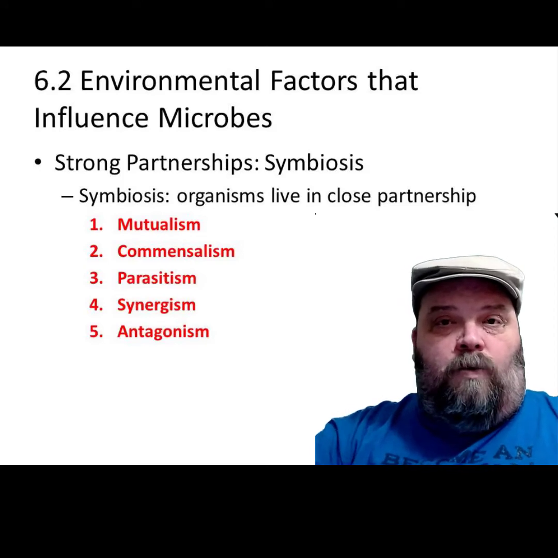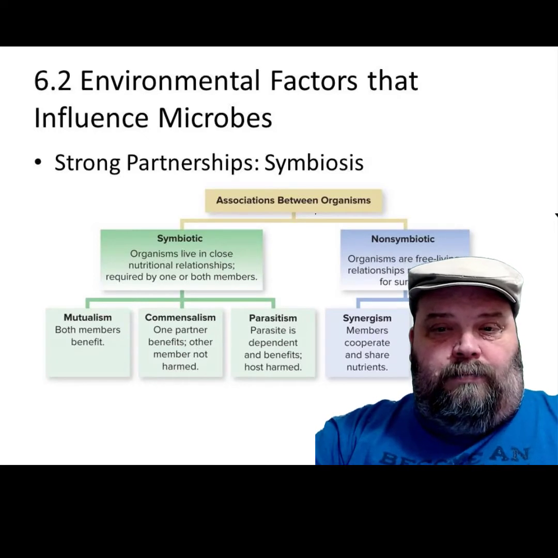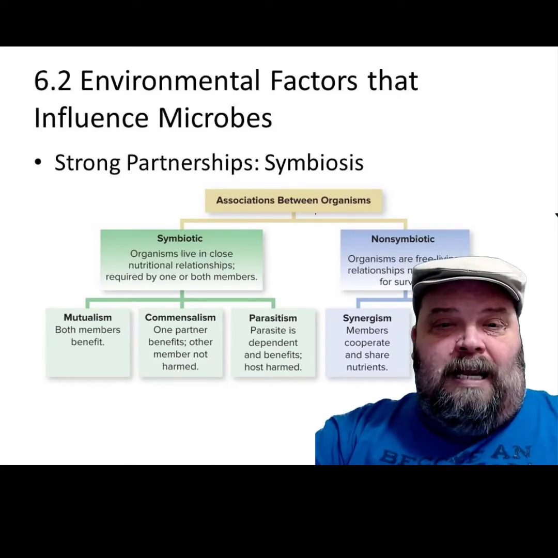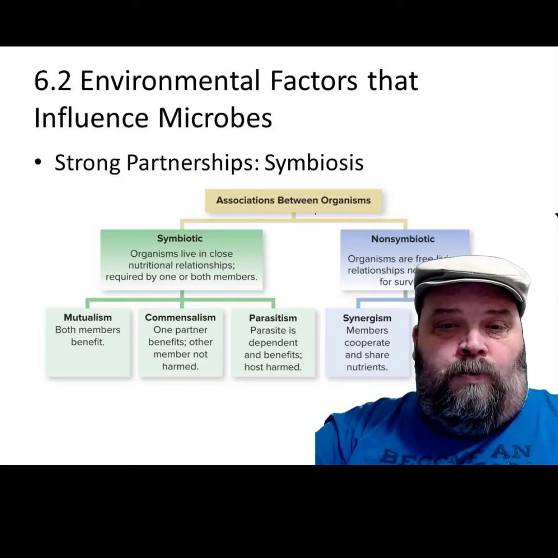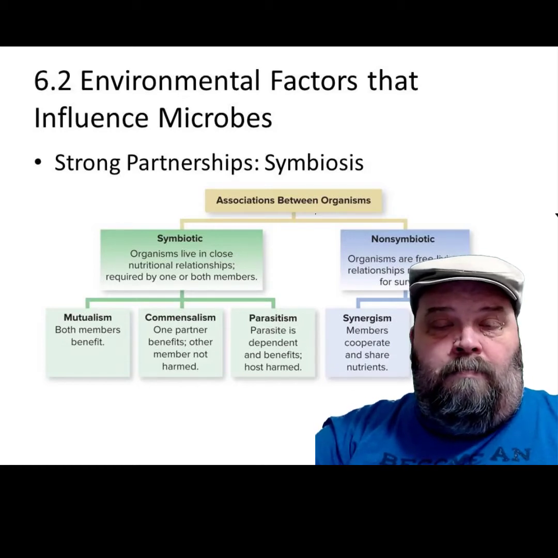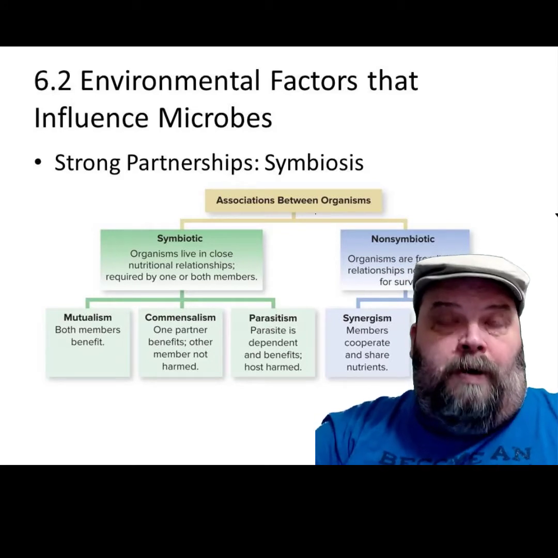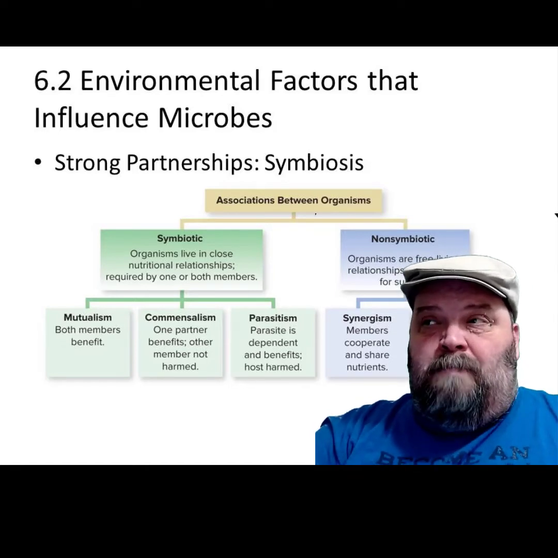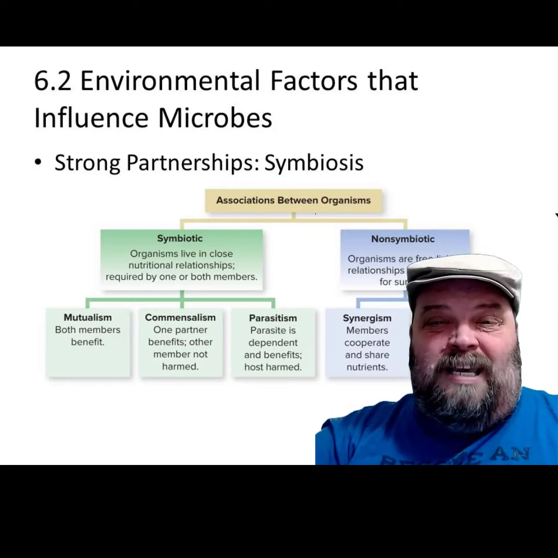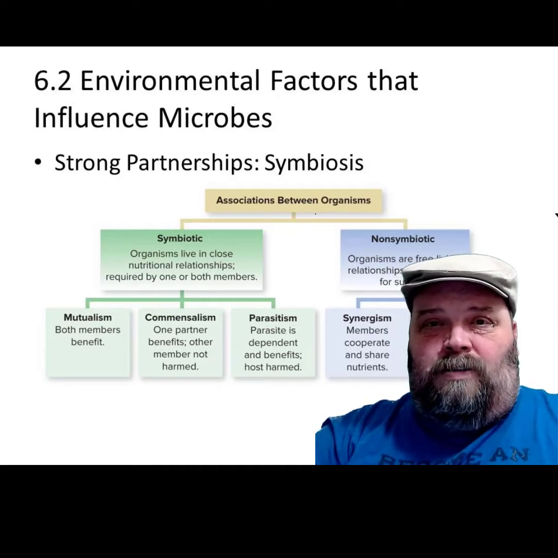When you look at the 5 categories here, symbiotic, non-symbiotic. Symbiotic: 2 organisms, close relationship. The relationship can be good, bad, indifferent. If it's good, that's mutualism. That means both are going to gain something out of it. Both will benefit. If it's commensal, one gets nothing out of it. The other benefits. But the first one that doesn't get any benefit also doesn't get hurt.